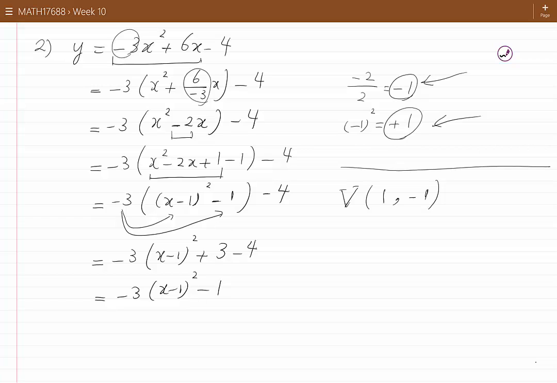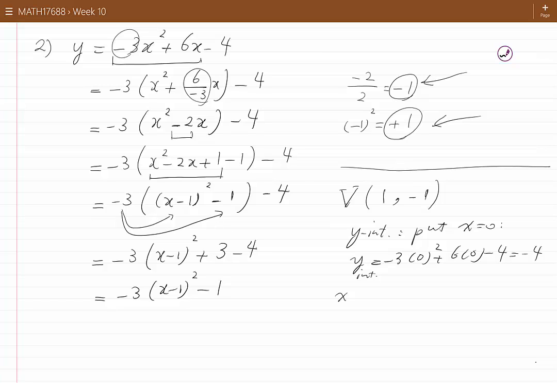To find the y-intercept, put x equal to 0 in the general form. You can also use the other form, but the general form is easier. y becomes minus 3 times 0 squared plus 6 times 0 minus 4, which is minus 4. That's the y-intercept.